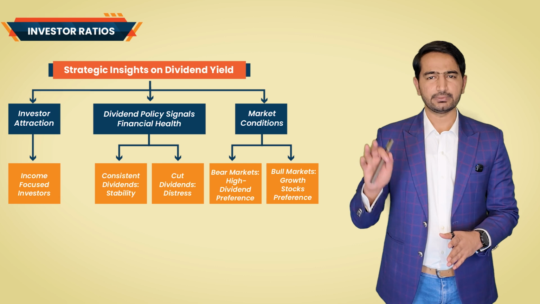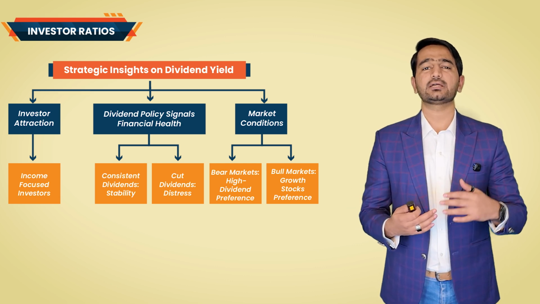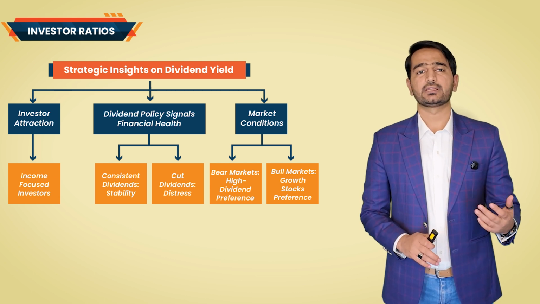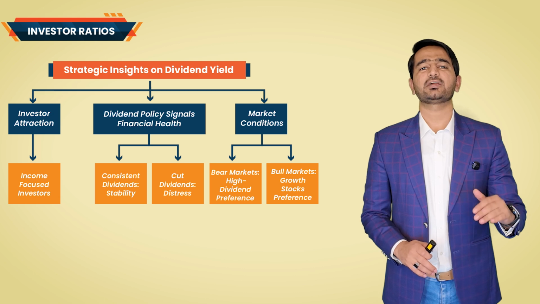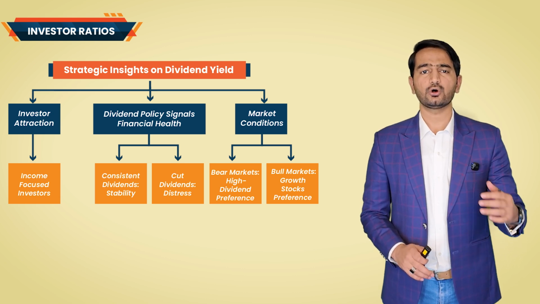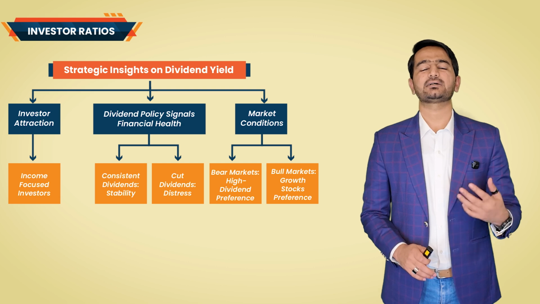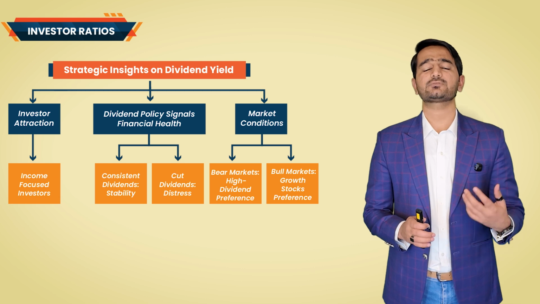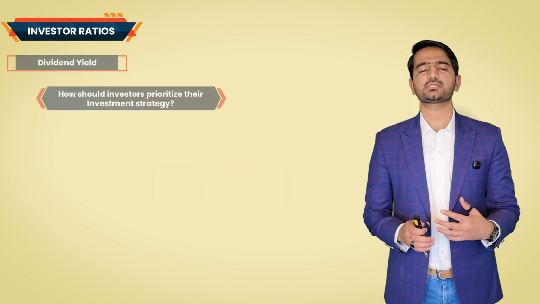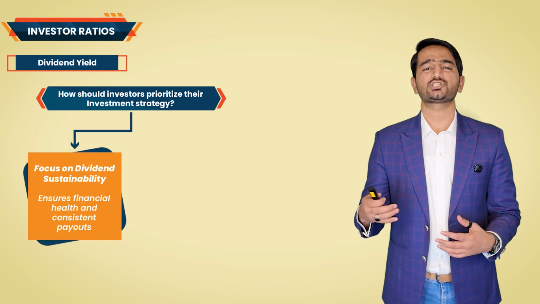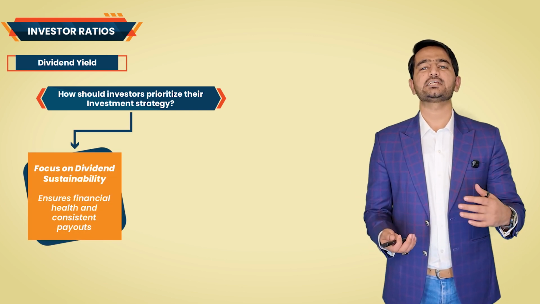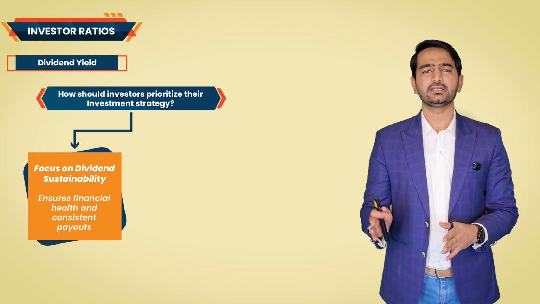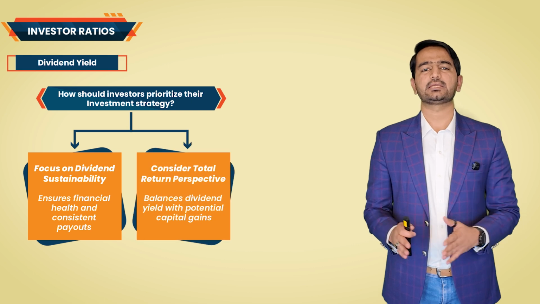Generally, in a bear market, investors prefer high dividend stocks as they offer stable income. Whereas in a bull market, investors might favor growth stocks with low or no dividend because they expect higher capital gains. While a high dividend yield seems attractive, it comes with risk. It's crucial to assess whether the company can sustain such payouts without compromising its financial health. Investors should consider both dividend yield and potential capital gains.